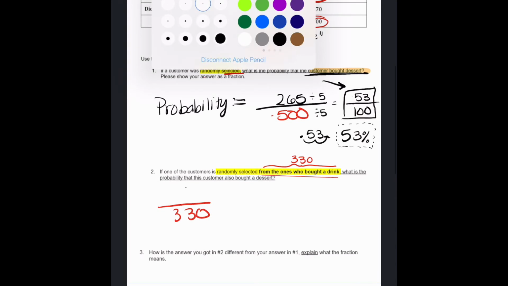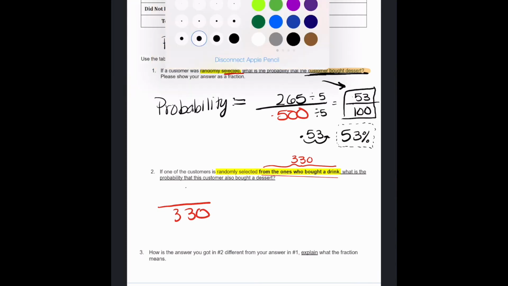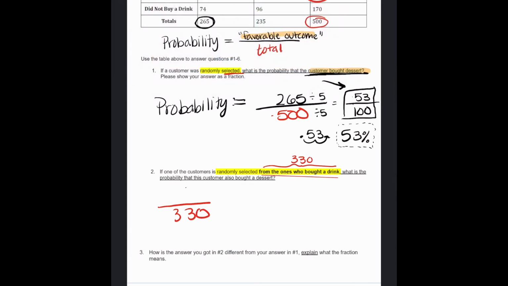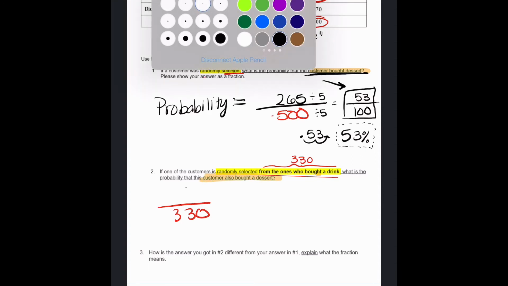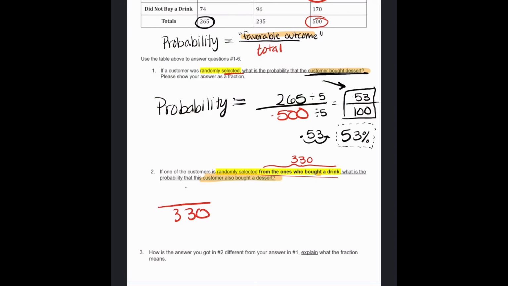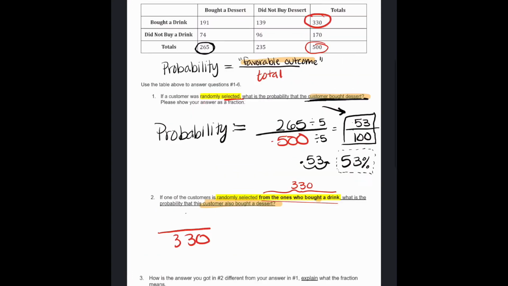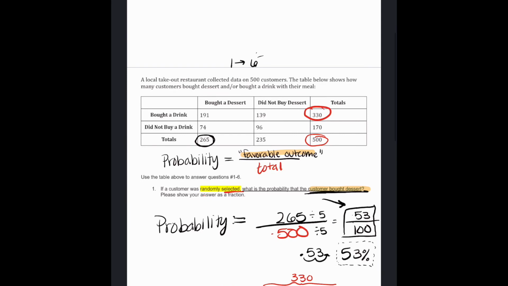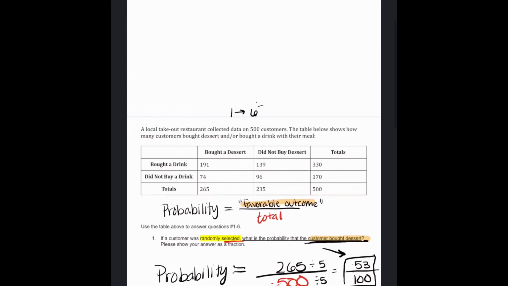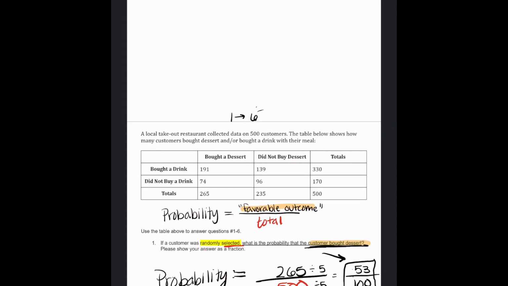And then the numerator is the favorable outcome, basically, what do they want? So if one of the customers is randomly selected from the ones who bought a drink, what is the probability that this customer also bought a dessert? My favorable outcome here is going to be a customer who bought a dessert. But notice it's not all the customers who bought a dessert, because they're only selected from the ones who bought a drink. So I'm going to go to the ones who bought a drink. Basically, I'm only looking here because this is where my customers were selected from.